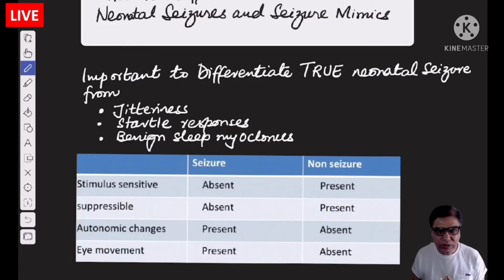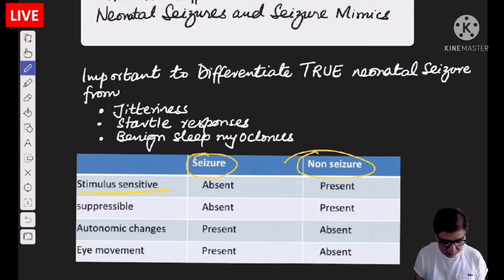Now, how do we differentiate clinically if an activity is a seizure or a non-seizure, like jitteriness or startle response? Number one, seizures are never stimulus sensitive. So it's not like something would provoke a seizure. It happens on its own. Like subtle seizures would start on their own. It's not like you tickle the baby and he would start having a jerky movement. While jitteriness or non-epileptic movements are stimulus sensitive.